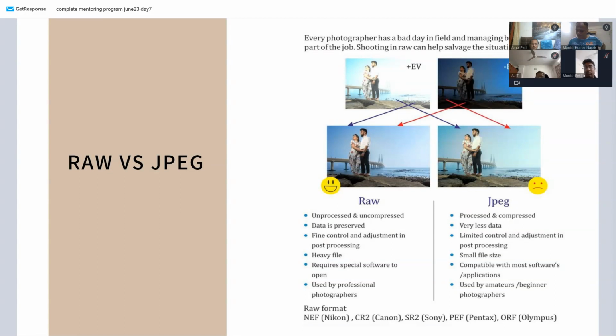What are the raw formats? Nikon is .nef. Canon is .cr2, Sony is .sr2. These are the extensions.